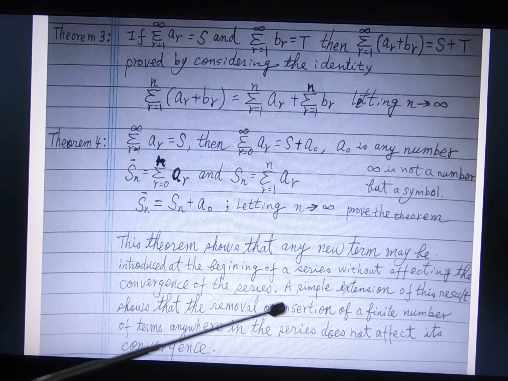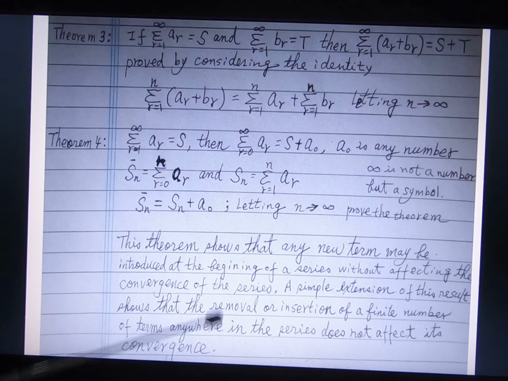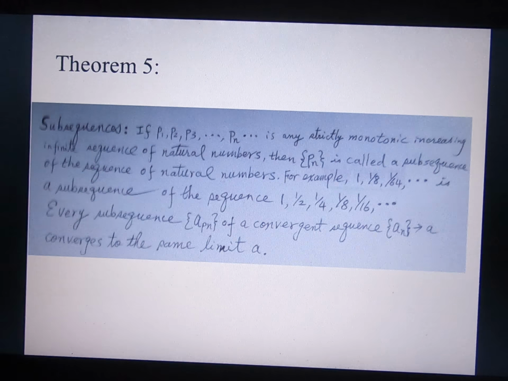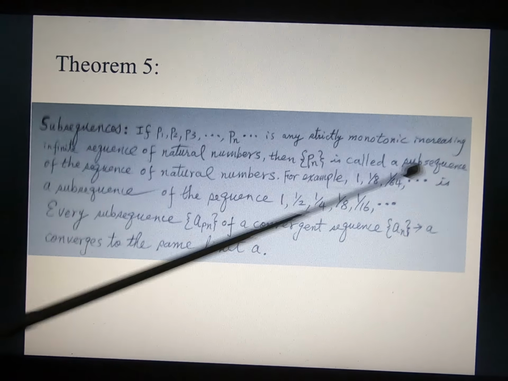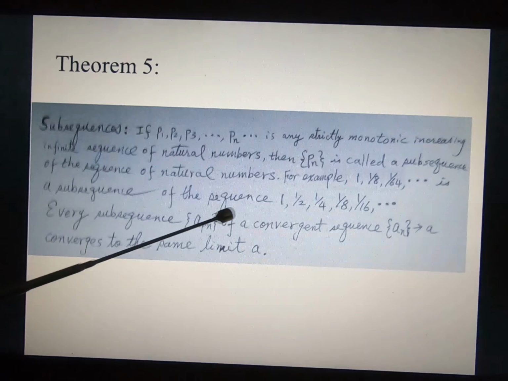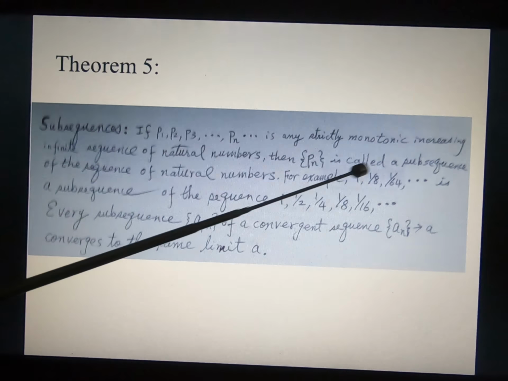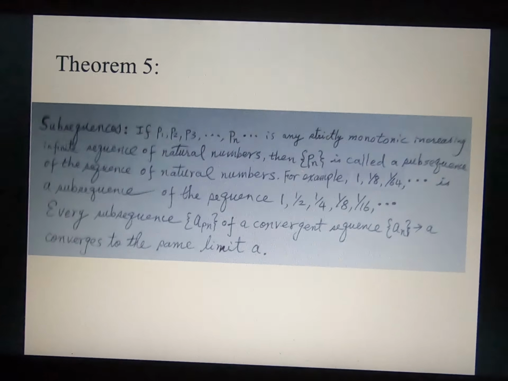So in this theory, all of this can be proved. You can look at it yourself. So you can actually remove or insert a finite number of terms. Theorem number 5, subsequence. For example, this sequence converges to the same limit as a sequence like this, and this sequence is a subsequence of this sequence.